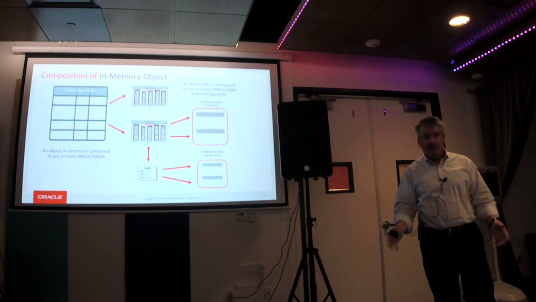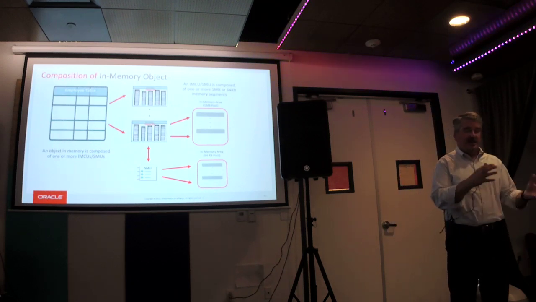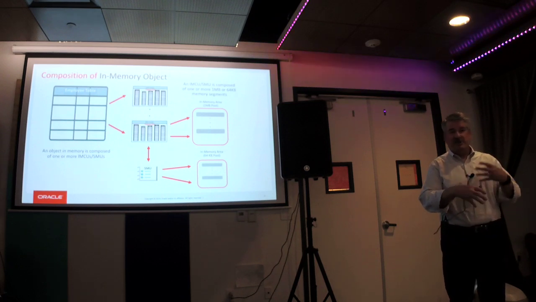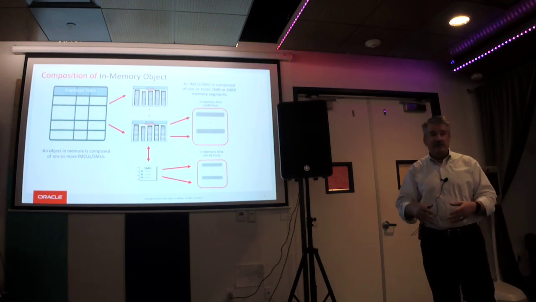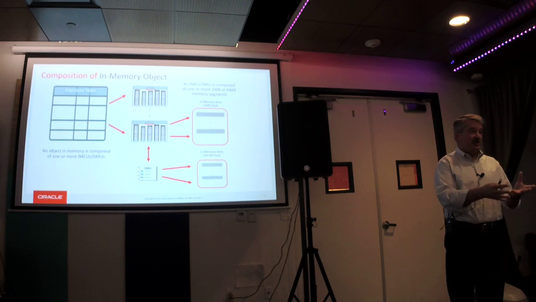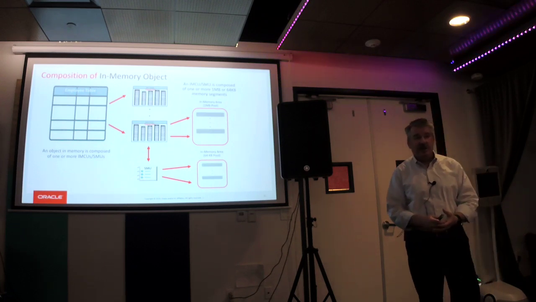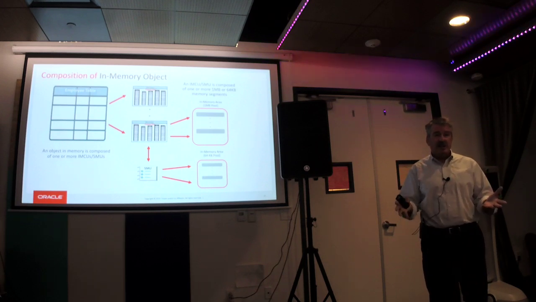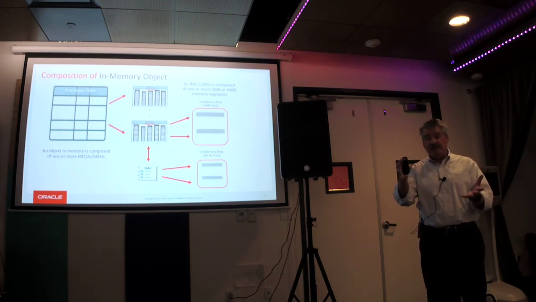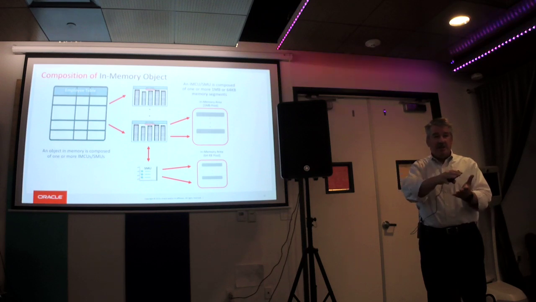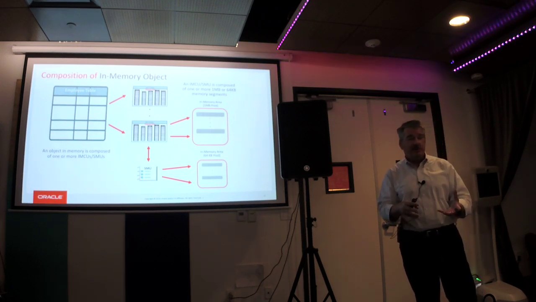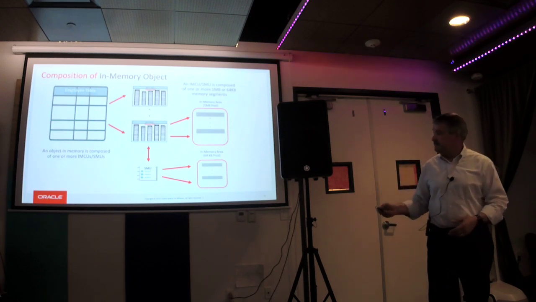All of this is viewable within the database. There's V$ views that you can look at to see how much space is being consumed, and how many IMCUs and SMUs are associated with a particular object. There's nothing you can really do about it, but you can get an idea, especially with different levels of compression, of how big or how small you might be able to make that object in the column store, especially if you're memory constrained.